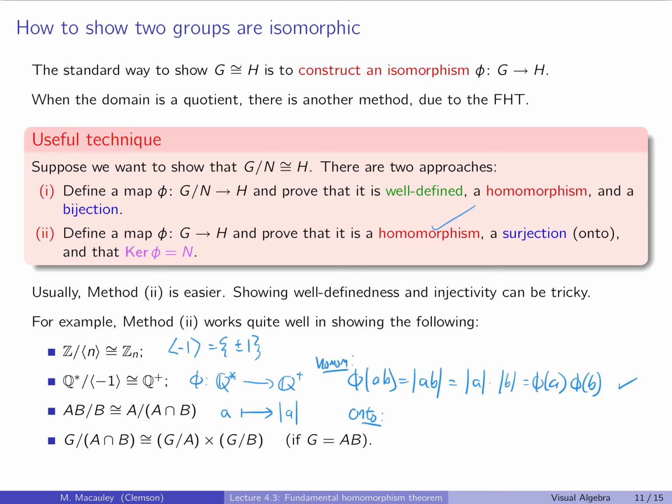What about onto? Well, take any a in the positive rationals. Well, phi of a equals a. And then the kernel: what are the things that get mapped to the identity? Well, what is the identity over here? I'm not going to write this one down, I'll just say it. What's the identity over here? Well, it's 1. So what gets mapped to 1 under phi? It's 1 and -1. And so this follows immediately from this technique using the fundamental homomorphism theorem.